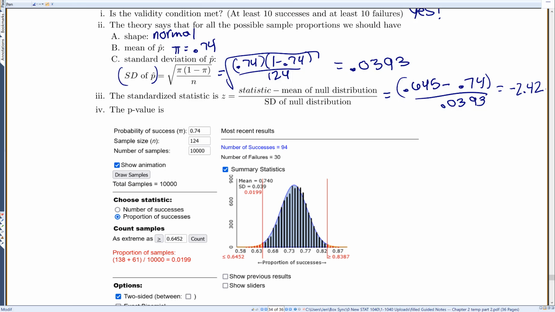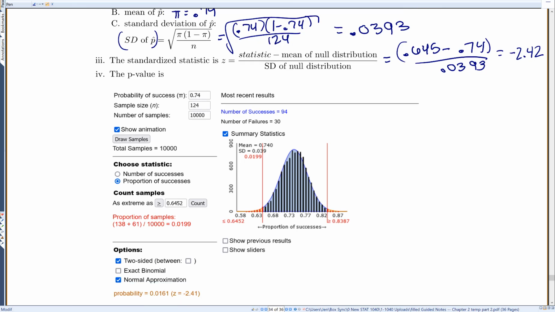Okay, so now let's remember, what does the Z standardized statistic tell us? It tells me that I am 2.42 standard deviations below what I'd expect if the null is true. Okay, now we already know that's more than 2 away. We're going to be suspicious. We don't think the null is plausible. We're going to have evidence for the alternative, so we have evidence that their claim of 0.74 is wrong. Okay, but let's keep going.